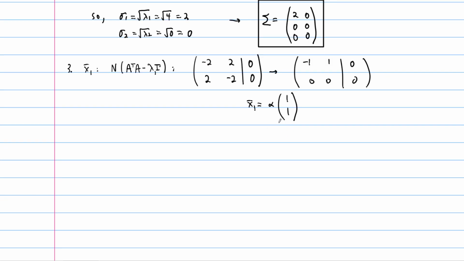And then we just need to make sure that this is a unit vector. So the length of this portion is square root 2. So our alpha has to be 1 over square root 2. Right? So our vector v1 is going to be 1 over root 2 times 1, 1. All right, so that's the first column of our matrix V.